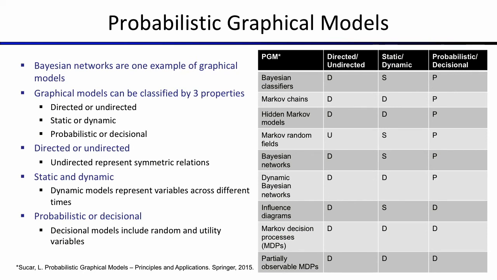All right, so we are getting towards the end of this introductory lecture. I just want to show you a few probabilistic graphical models that I'm going to study during this course. In this table here, we have separated the graphical models according to three different dimensions. One is if the graph is directed or undirected. The second one, if the graph is dynamic or static. And the third one, if it is a probabilistic graphical model or a decisional graphical model.